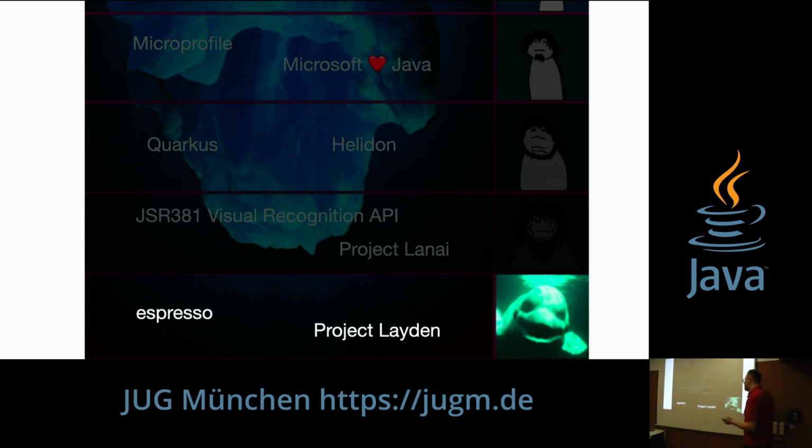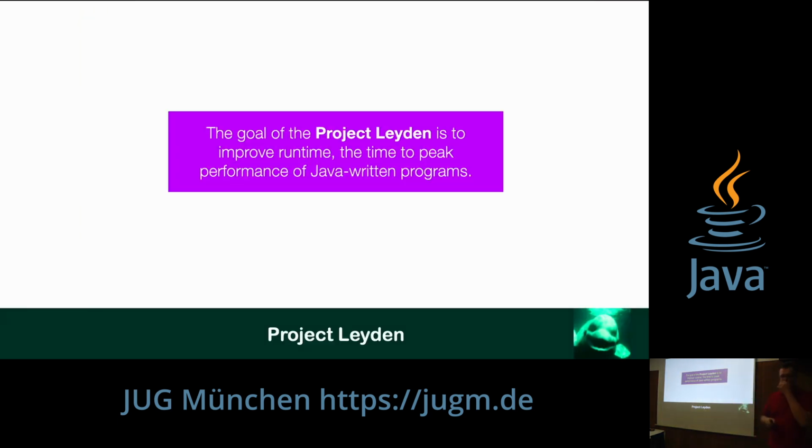Okay, we are nearly there, because just 2 layers. So we are probably wrapping the whole presentation. Now we'll be talking about Project Leyden. It's Project Leyden, not Project Leiden, sorry for the typo there. And the goal of Project Leyden is to improve runtime, the time to peak performance of Java programs.